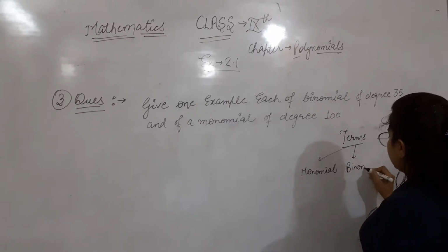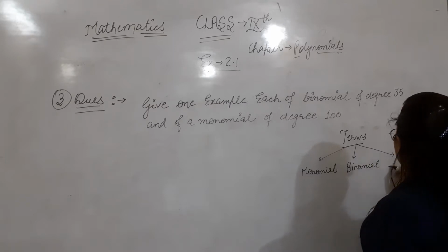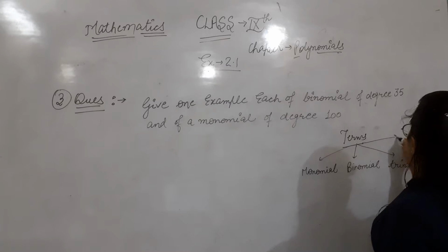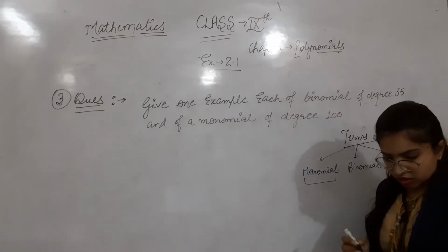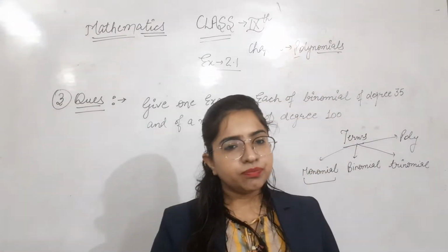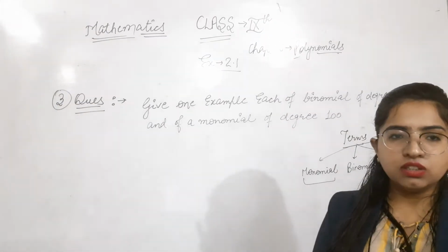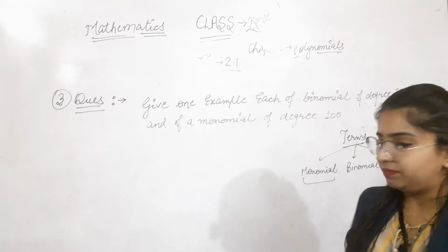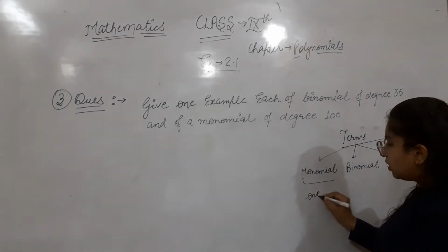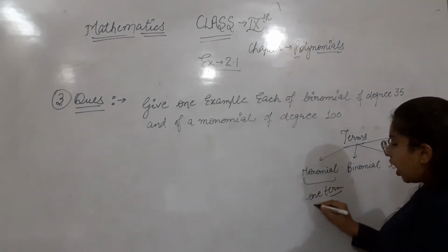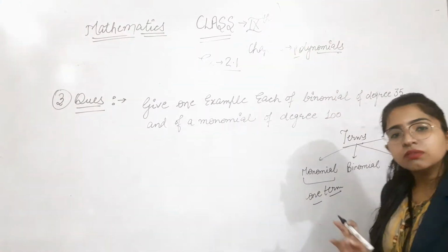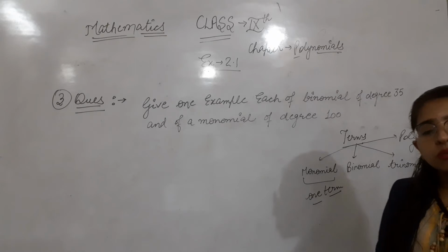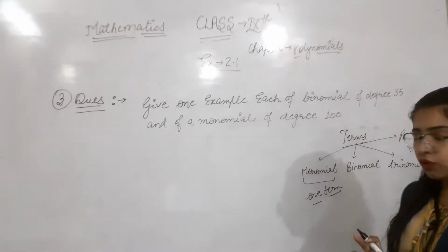On the basis of terms, we can classify polynomials as monomial, binomial, trinomial and polynomial. Now, what is a monomial? A monomial is that type of algebraic expression which has only one term. Now, how will you know about the terms? How many terms are there in the algebraic expression or polynomial? You have to check it.